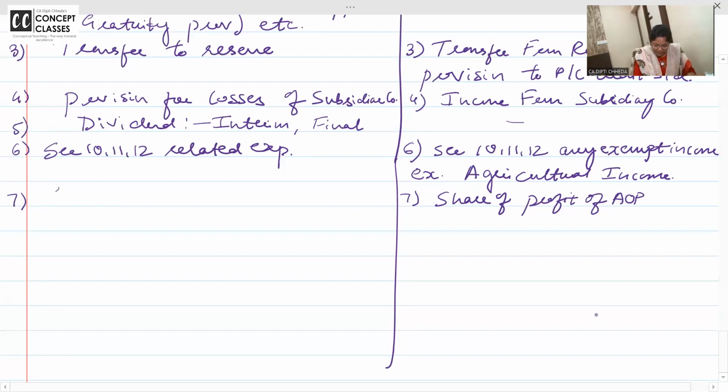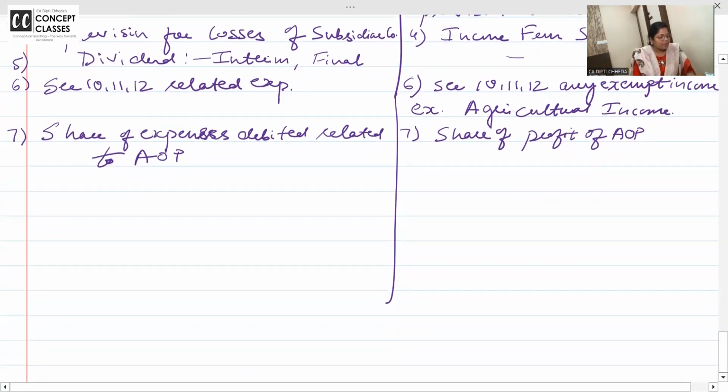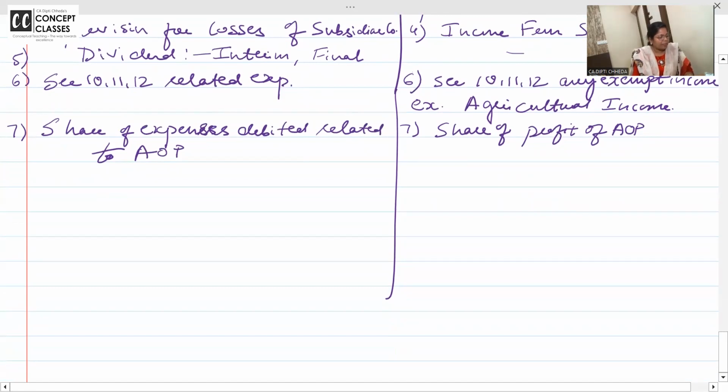So related expense also, if you have debited, what you will do? Add back. It's very easy. It's a challenge after writing this format. Everything you will be able to do it clearly. Share of expenses debited related to AOP. Any expense if they are related to AOP, निकाल दो. ठीक है? चलो.